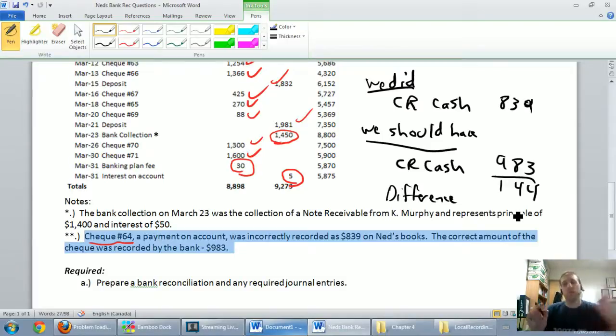What's my solution here? My solution is, well, I either have to debit cash or credit cash to fix it. The answer, I guess I've got to ask myself is, did I credit cash enough or did I credit cash too much here? We didn't credit cash enough. So to solve this problem, I've got to credit my cash $144 more. I'm $144 short in terms of my credits to cash.